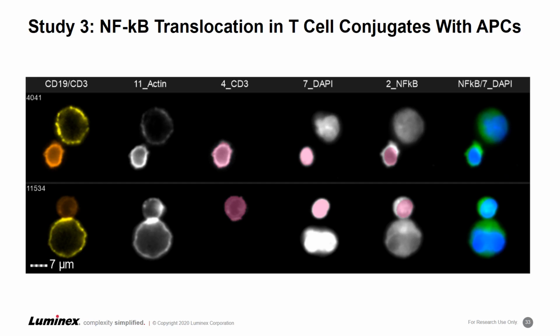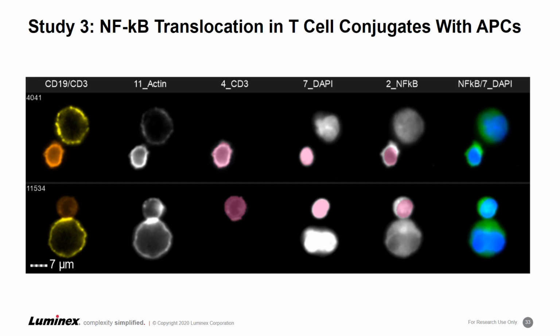I'm now going to walk you through the images that we have here. In the first image, we have T cells labeled with CD3 in orange and APCs labeled with CD19 in yellow. The next image is of actin. You can see there's a nice synapse band showing up in the second row there. The next image is just the T cells with the morphology mask shown on the CD3 signal. And then the next image is the morphology mask on the DAPI signal of the T cells only.